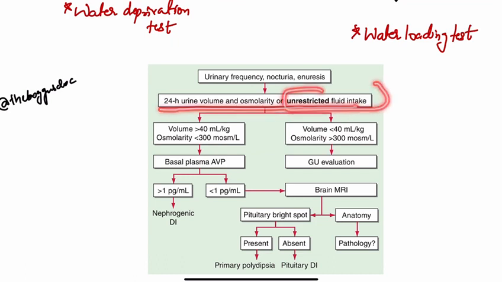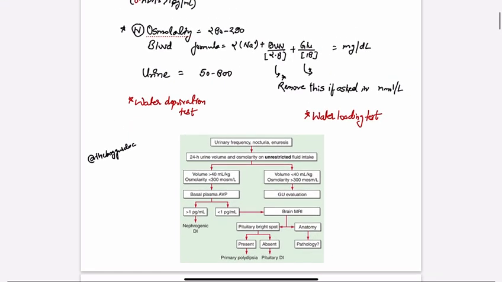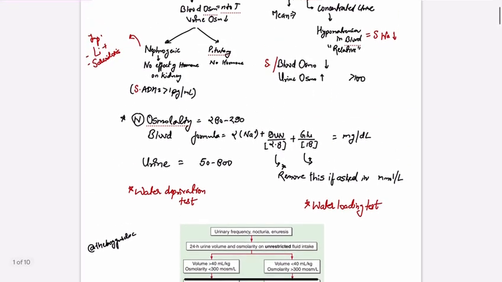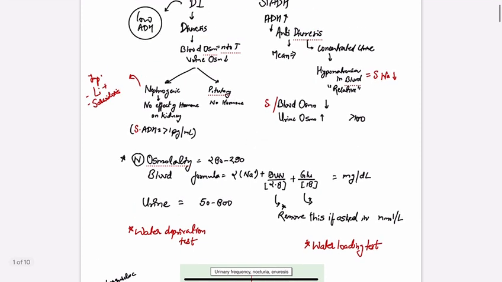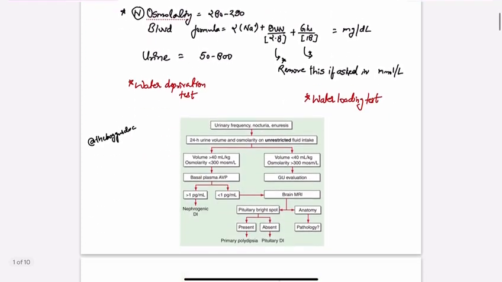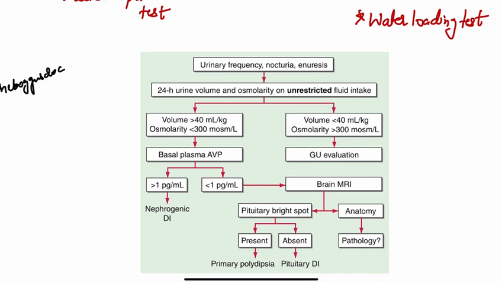So after you are not restricting the fluid intake, if you see that volume is more and osmolality is low, as I said, volume is more. More volume means diuresis has not happened, which means ADH is low. Low ADH means we are talking about diabetes insipidus. If we measure the plasma AVP, AVP means arginine vasopressin.